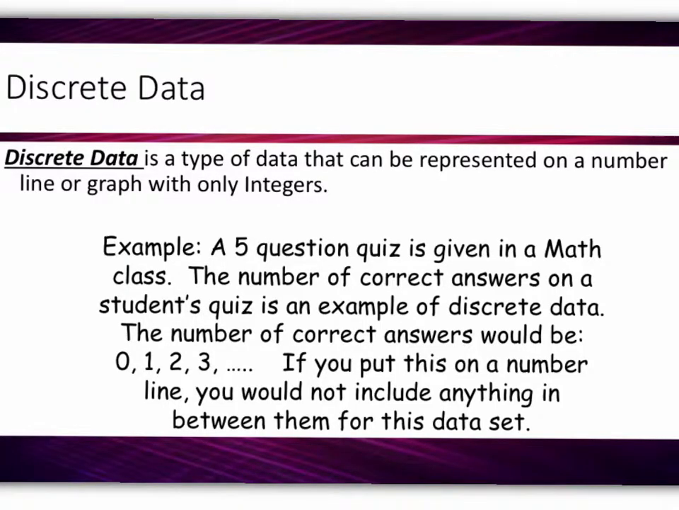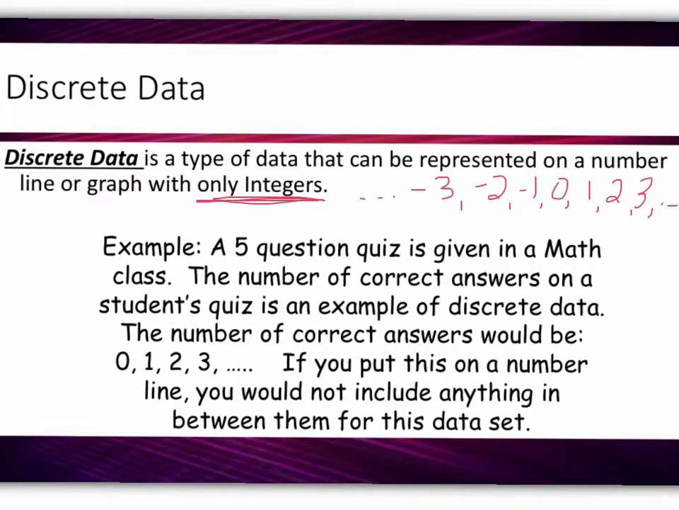Let's begin our lesson by discussing what discrete data is. Discrete data is a type of data that can be represented on a number line or graph with only integers. So I'm going to be highlighting and underlining keywords, like for discrete data, it's only integers that could be represented. And integers would go from negative values like -3, -2, -1, zero included, and then 1, 2, and 3, and so on and so forth. So any negative or positive number.